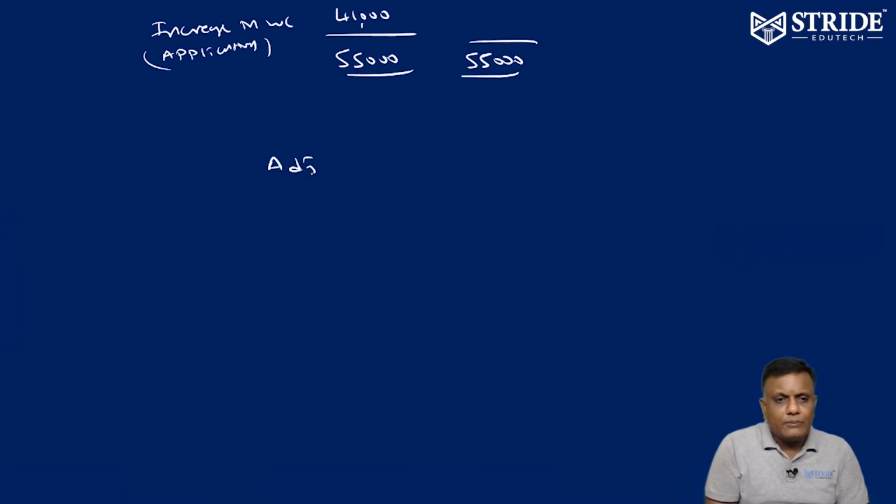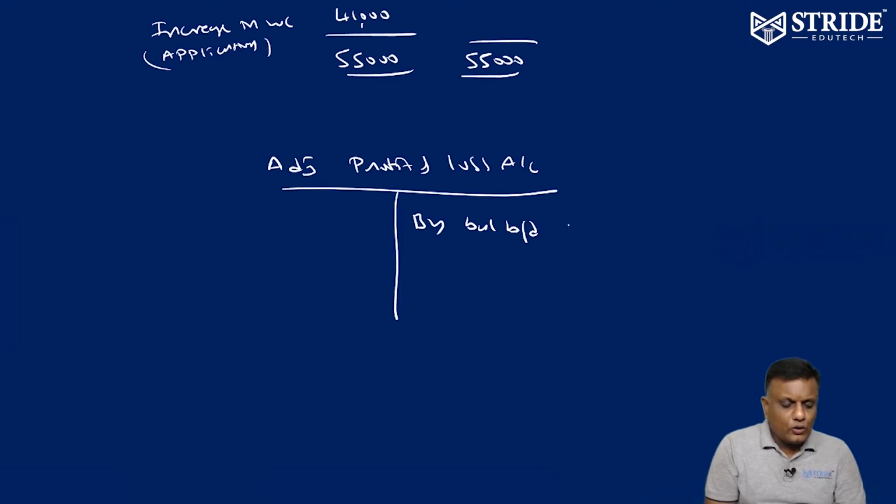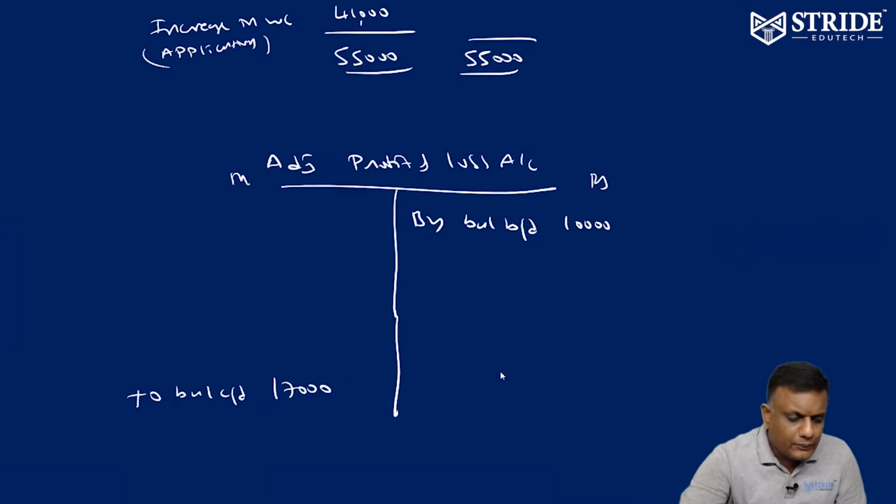Step 2, always you have to prepare the adjusted P&L account. Whenever we need any notes, we can prepare notes. Adjusted profit and loss account. Step 1, opening P&L account given, that is equivalent to 10,000. Closing 17,000. So by balance brought down, opening 10,000 given, and to balance carried on, closing 17,000 given. So this is known, we prepared, right.